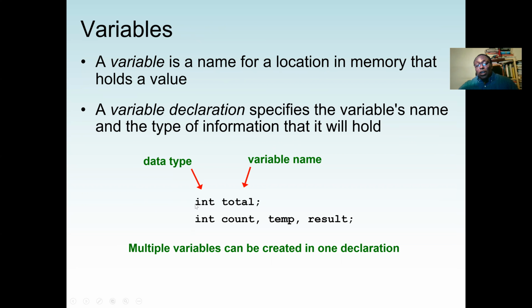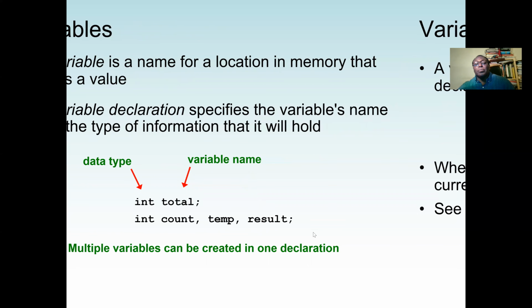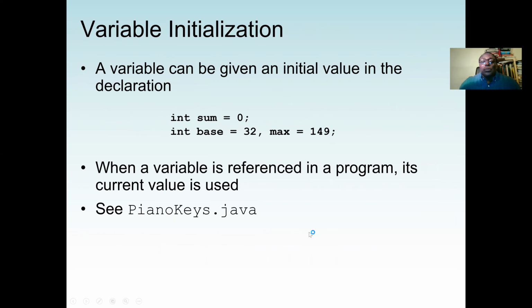Or if we have more than one variable and they are all using the same data type, for example, here we have count, temp, result. Three variables, but they are all the same data type. So we can put them in one line: the first variable, comma, space, second variable, comma, space, then the last variable. Also, a variable can be given an initial value in the declaration. So here, for example, we have int sum equal to 0. Then int base equal to 32. So the sum will be 149.